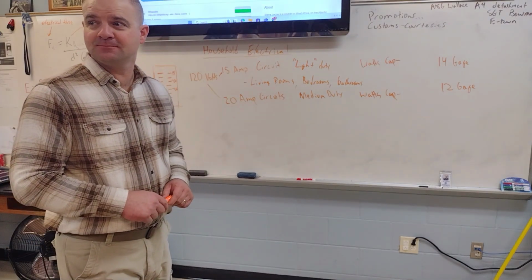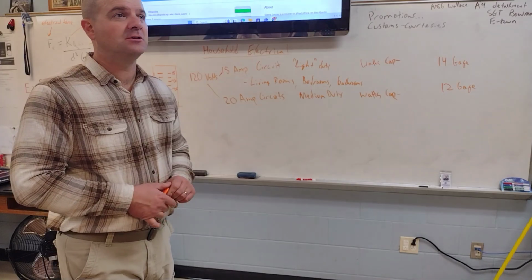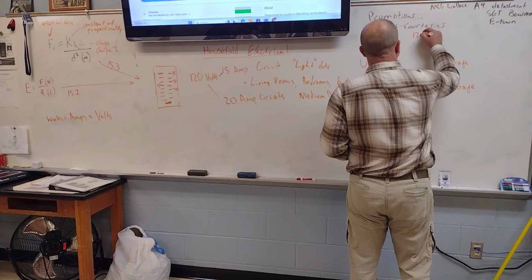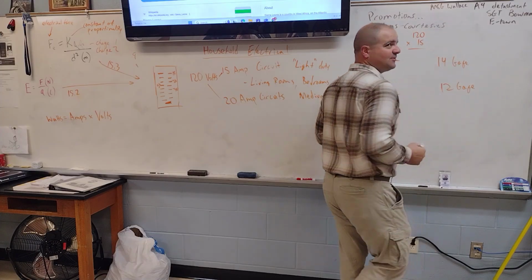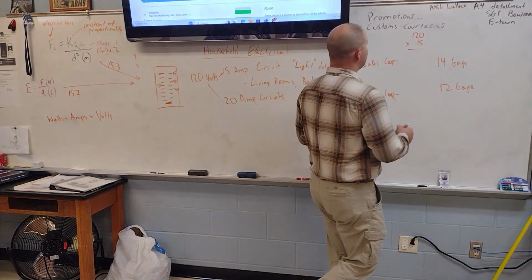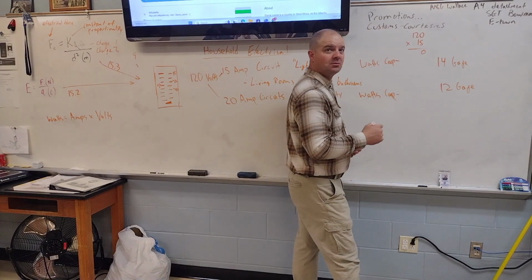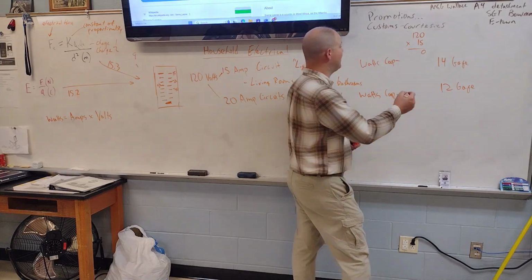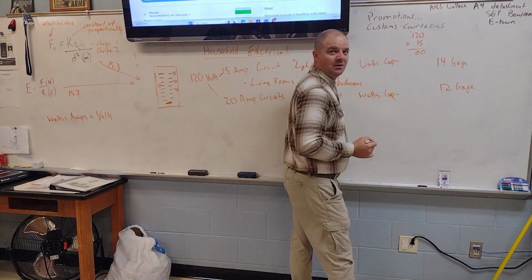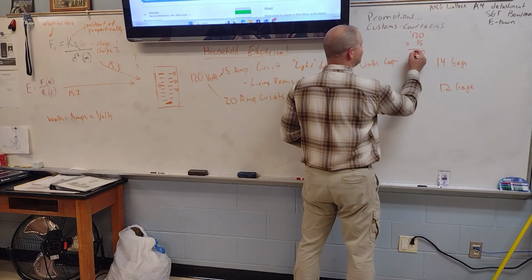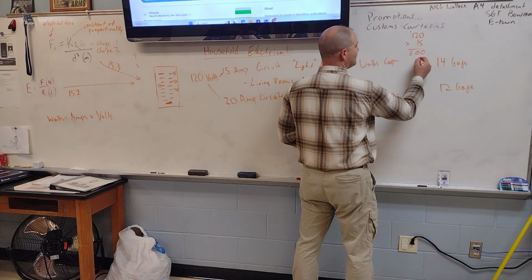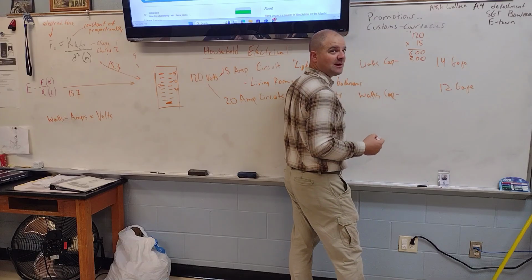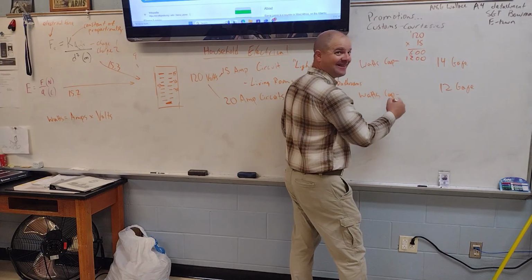Did you get it? You need a calculator? You don't need a calculator. You can do it by hand. You guys want to do it by hand? 120 times 15. What's 5 times 0? What's 5 times 2? 10. What's 5 times 1? Plus 1. What's 1 times 0? 0. What's 1 times 2? 2. What's 1 times 1? 1. Hey, you got that one.